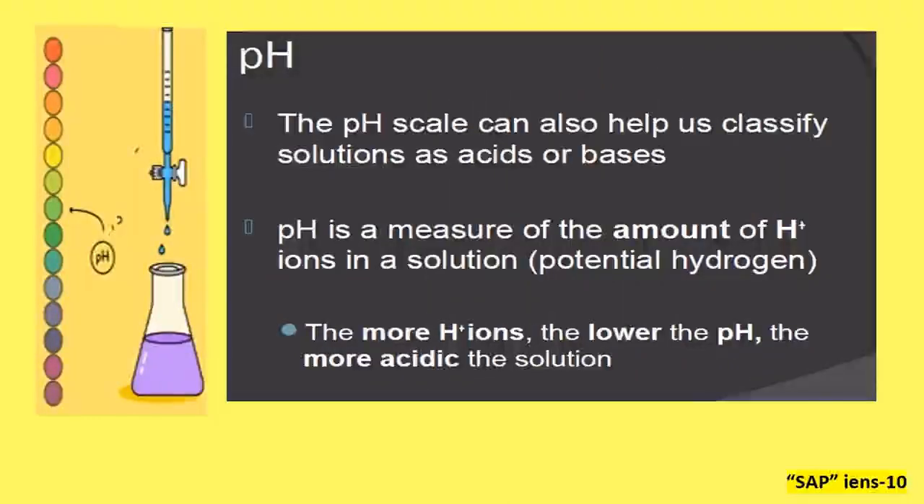pH. The pH scale can also help us classify solutions as acidic or basic solutions. pH is a measure of the amount of H+ ions in a solution, that is, potential hydrogen. The more H+ ions, the lower the pH, the more acidic the solution.